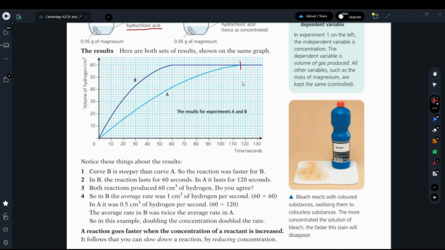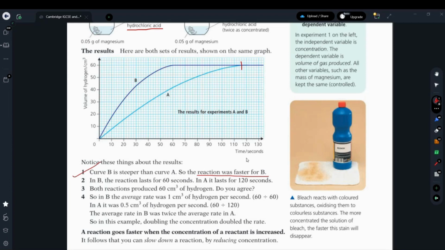Point number one: curve B is much steeper than curve A. So the reaction was faster in B. Curve B is steeper than curve A and the reaction was faster, which is obvious. It should be. If you look at how much time it took for the reactions to occur, B occurred somewhere around 58 to 60 seconds. So in B, the reaction lasts about 60 seconds, and in A, it lasts at least 120 seconds. I would say somewhere around 115 or so, but you get the idea.